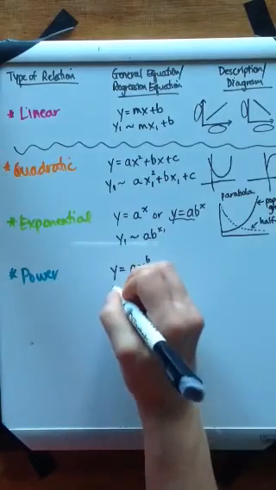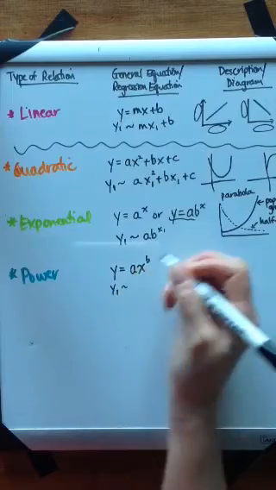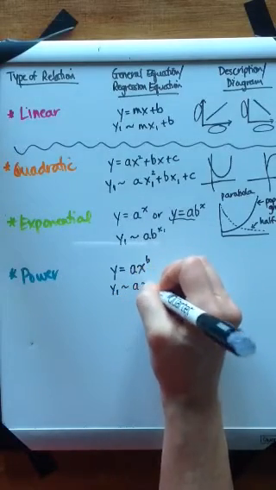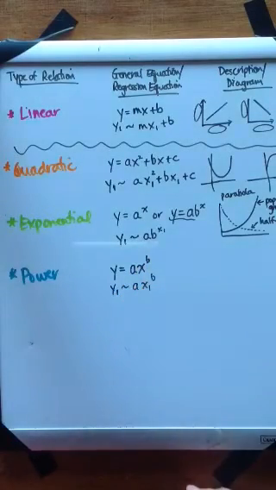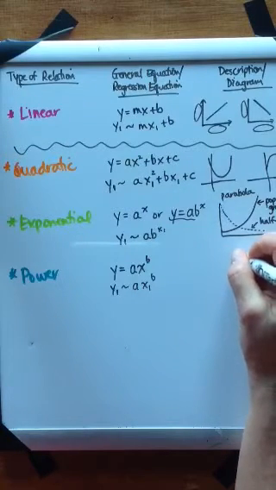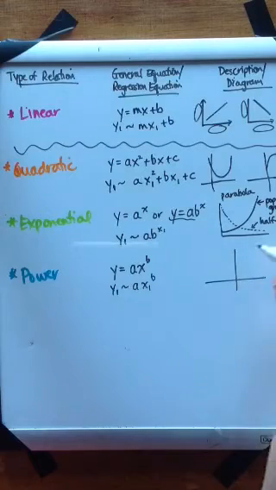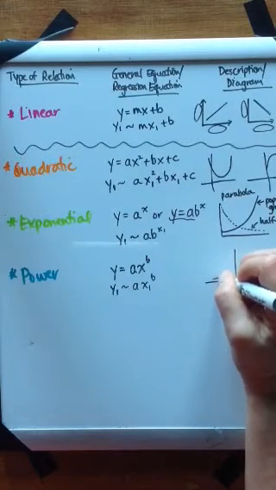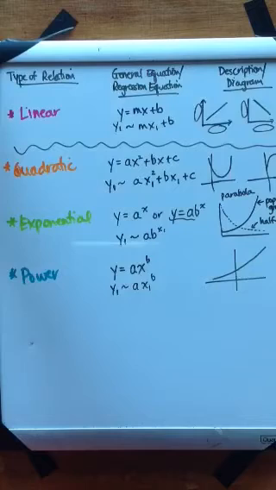So again, if you want to come up with a regression equation, it would be y1 regressed against a, x1 to the b. And a rough sketch of a power relation could be something like this, where it starts over here and goes up in some type of curved nature.